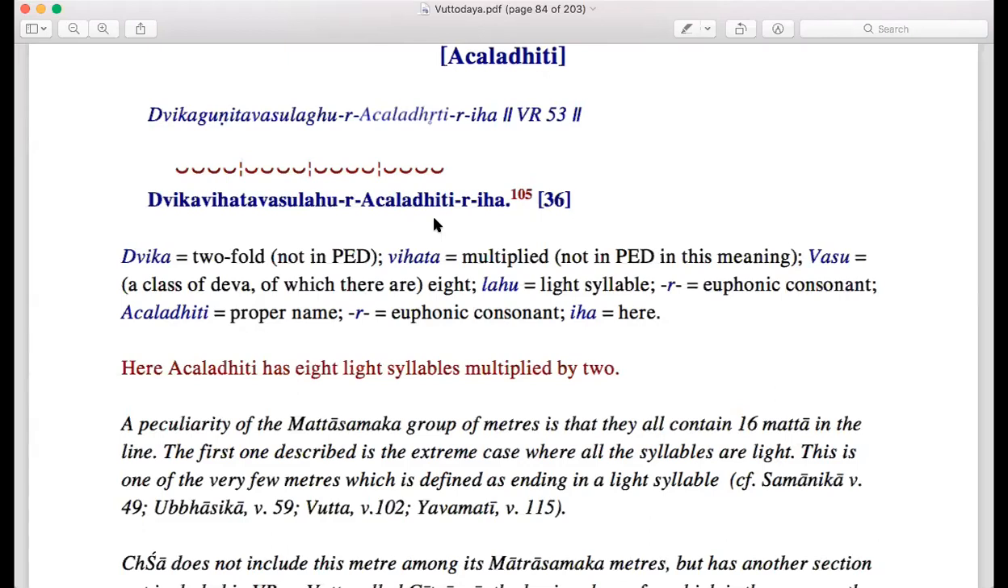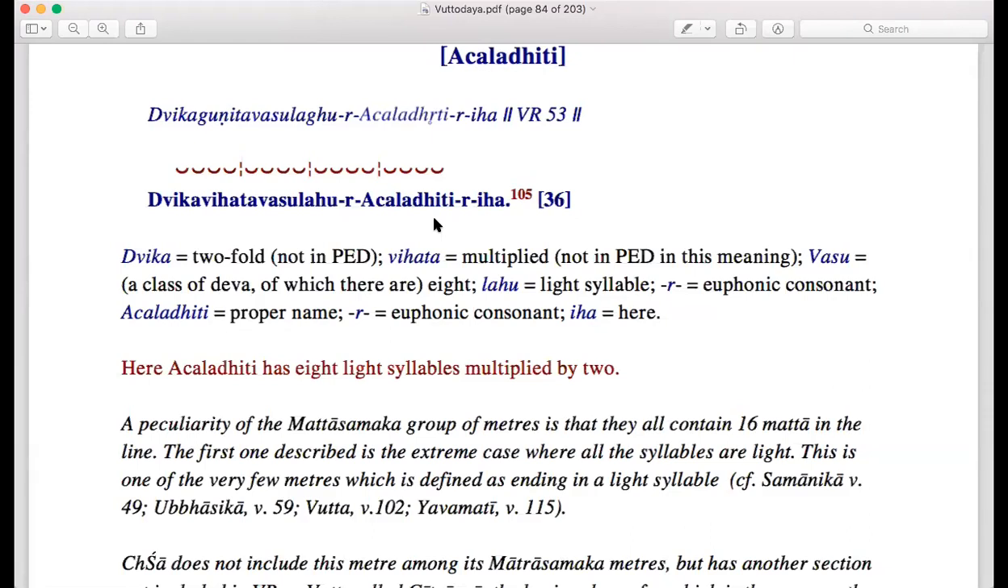It's tatiya, right? Instrumental case. Dvikena vihata, dvika vihata, by, multiplied by 2. Yeah, multiplied by 2. Dvikena vihata, dvika vihata, and then dvika vihatang, dvika vasulahu. Lahu is masculine, right? Yeah. Then dvika vihato vasulahu. Yasati dvika vihata vasulahu.